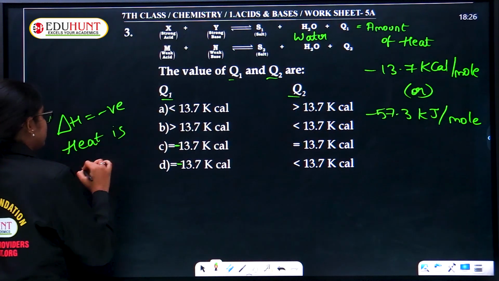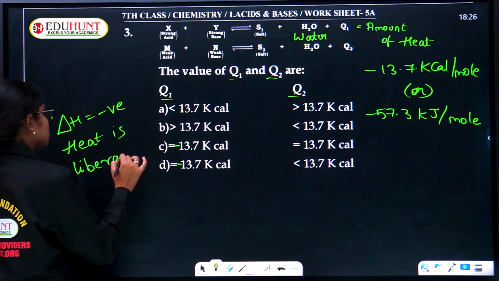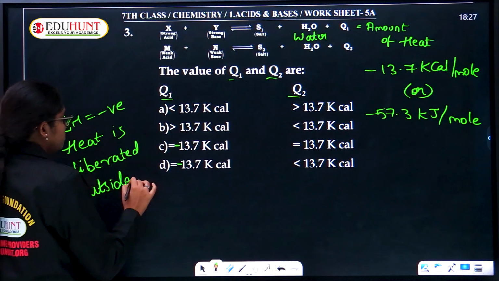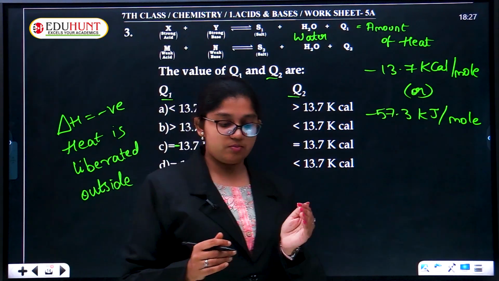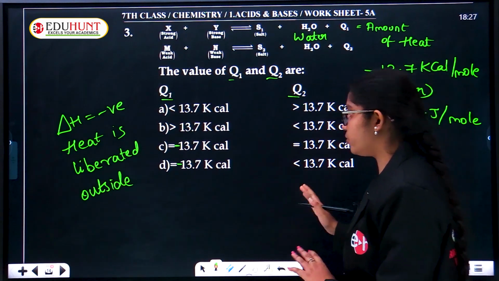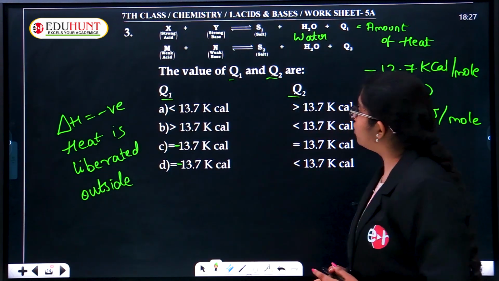Heat is liberated outside. In the sense, we can feel the warmness of the reaction in the particular beaker. If you touch the beaker, it will be warm. So here it is minus 13.7 kilocalories.